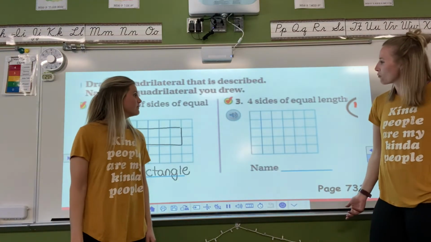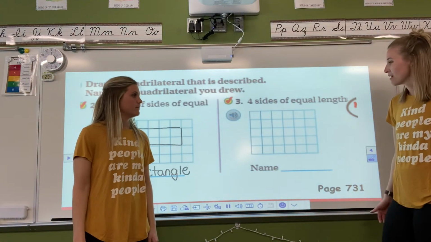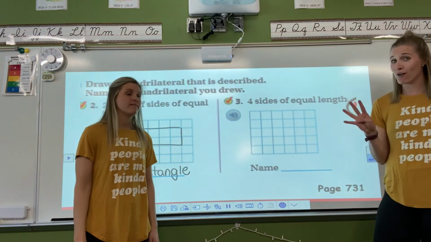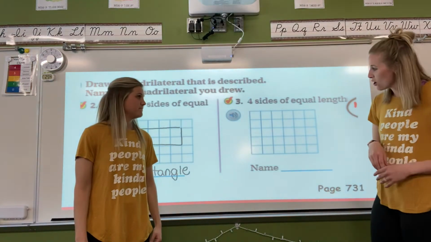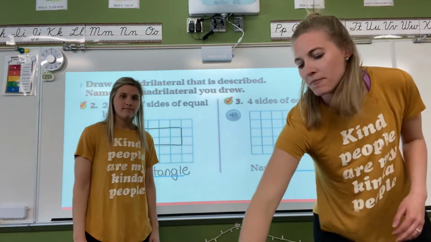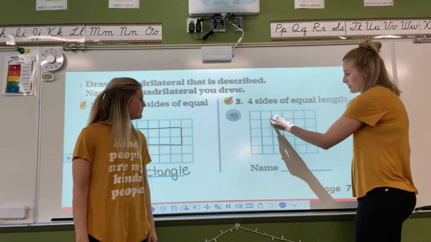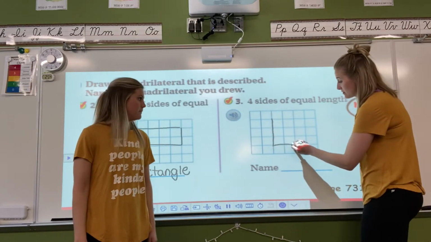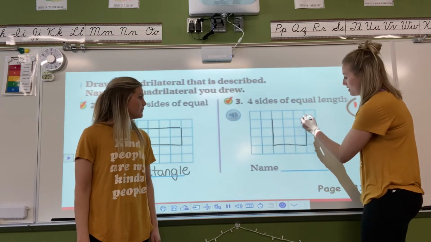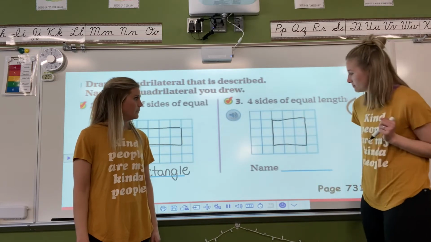Number 3, it says four sides of equal length. So that means all four sides have to be equal length. So we could draw maybe three down. Sure. And then I would have to do three across. Yeah. Three up, and three across to close it.